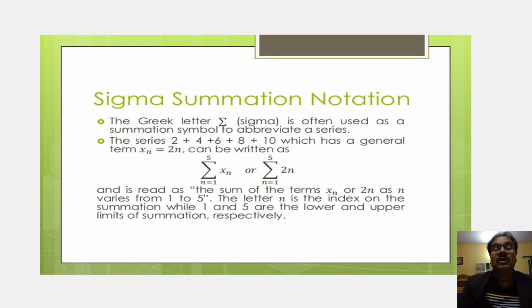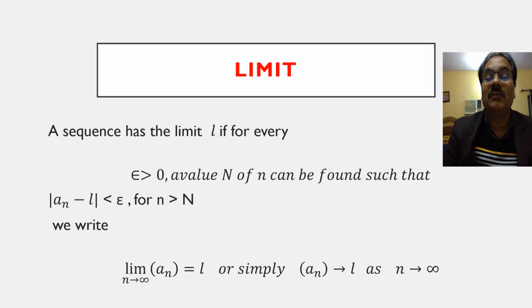Often in mathematics we denote this with the help of the sigma notation. Sigma is the summation notation. The Greek letter sigma is often used as a summation symbol to abbreviate a series. If you want to write a large number of terms in a summation series, then we always use this symbol, and we write like this. You know this, I can skip it, I just wanted it for the beginner.